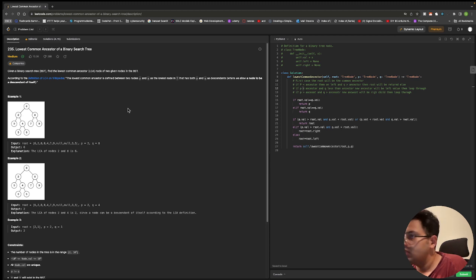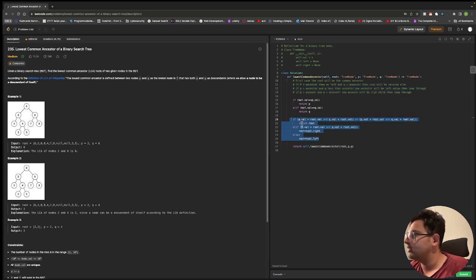Now, in the second case, I thought about when we need to travel to the left or right. I compared the value of the root with P and Q. If both are greater than the root, then it will be on the right. If both are less than the root, then it will be on the left. That's it. Now, all this is the code, converted from English to Python code.